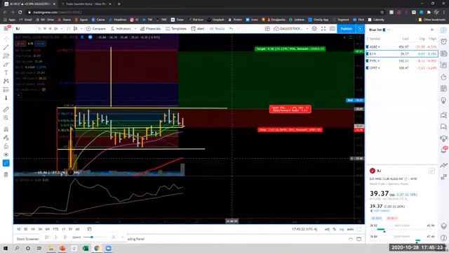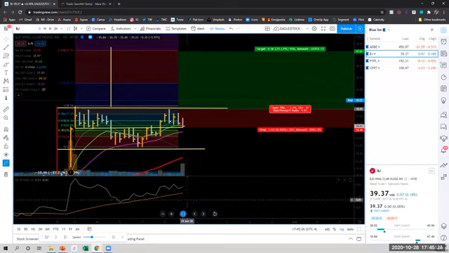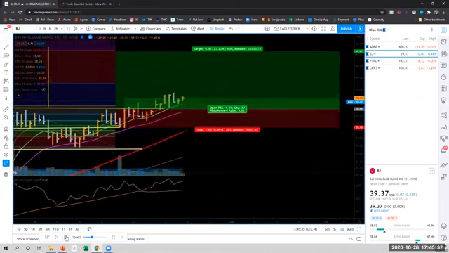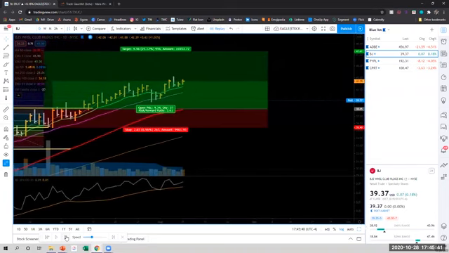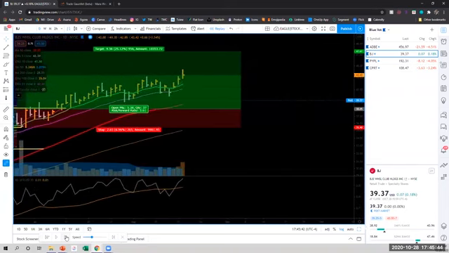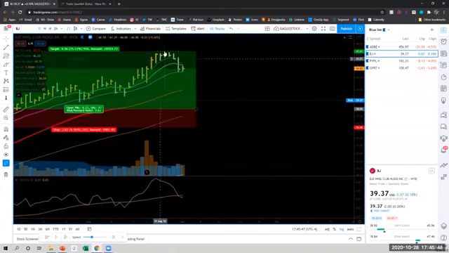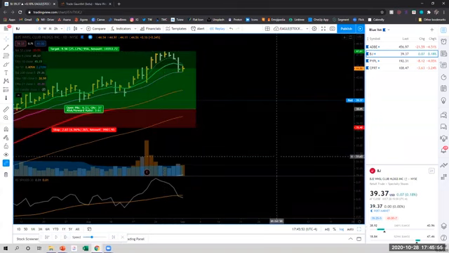Still ended up being a good idea. Still one that I personally traded, and traded for a while. We got the breakout, and it didn't really shake us out. It got right to that 25% target.